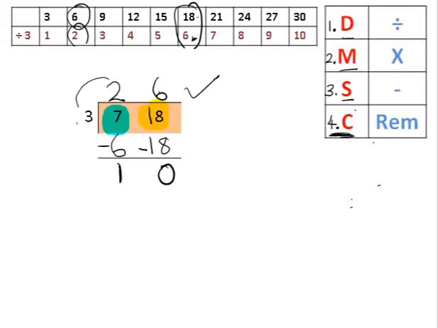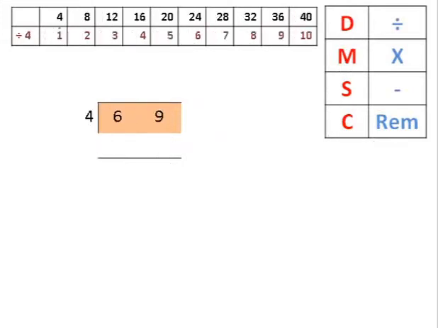Now I'm going to do a few more examples with you. Let's take 69 divided by 4. Again, boys and girls, focus on 1 digit at a time. 6 divided by 4. We need to know our multiples of 4. 4, 8, 12, 16. 6 is not a multiple of 4, and therefore it cannot be divided equally or shared equally. There has to be remainders.